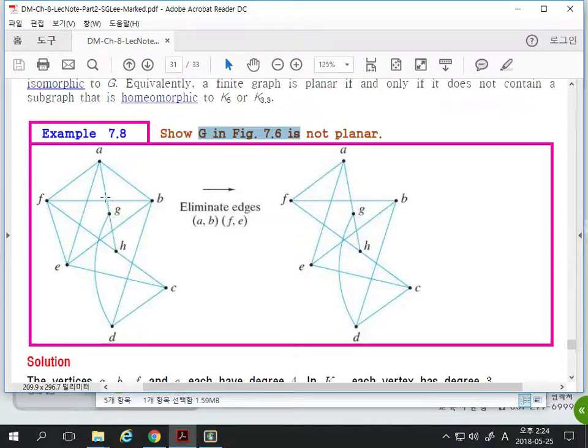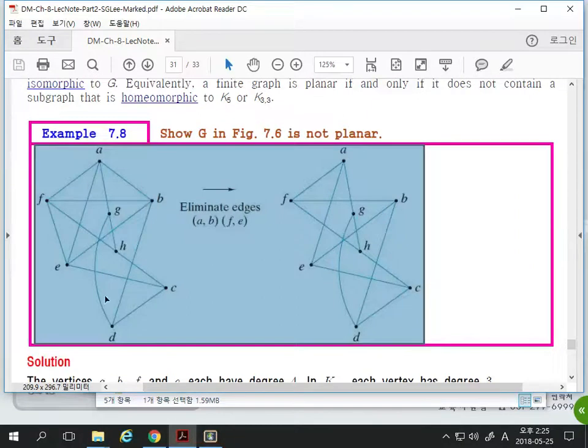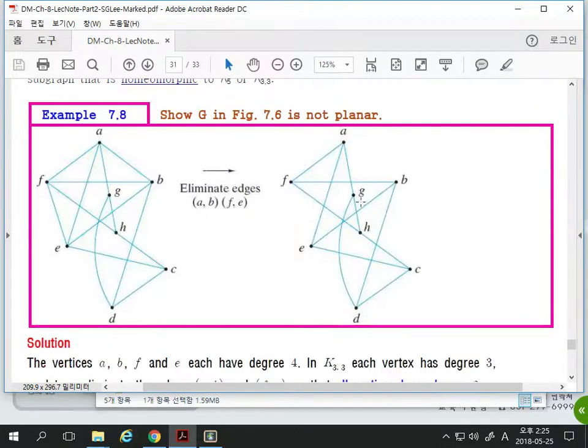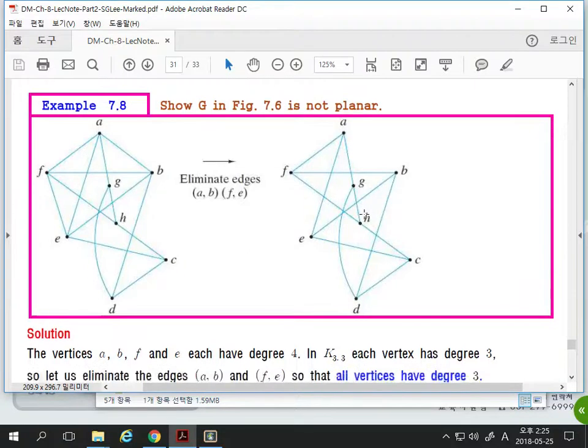We can delete AB edges. We can delete these AB edges and FE edges. Then this graph can be simplified in this way. Then we can delete this H vertex.